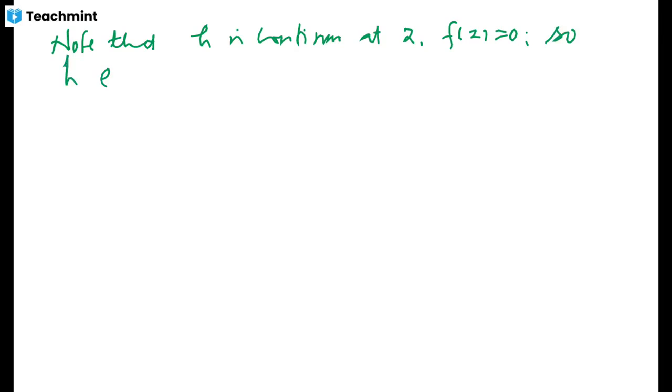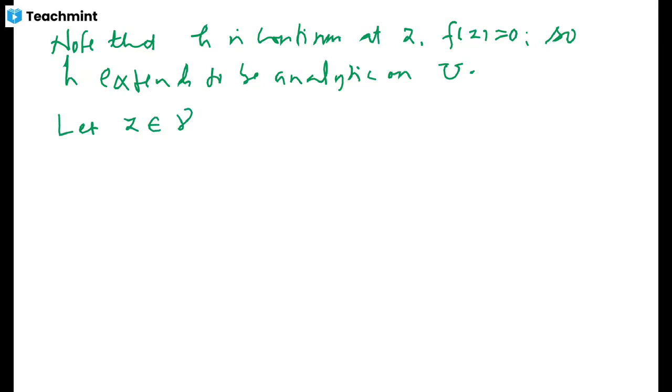So h extends to be analytic at those points also, which means it is analytic on the whole of this open set U. Okay, now let us take some point z in gamma.